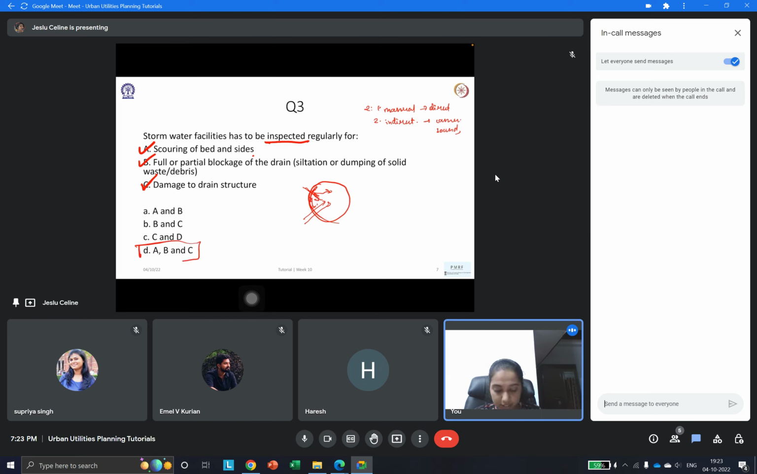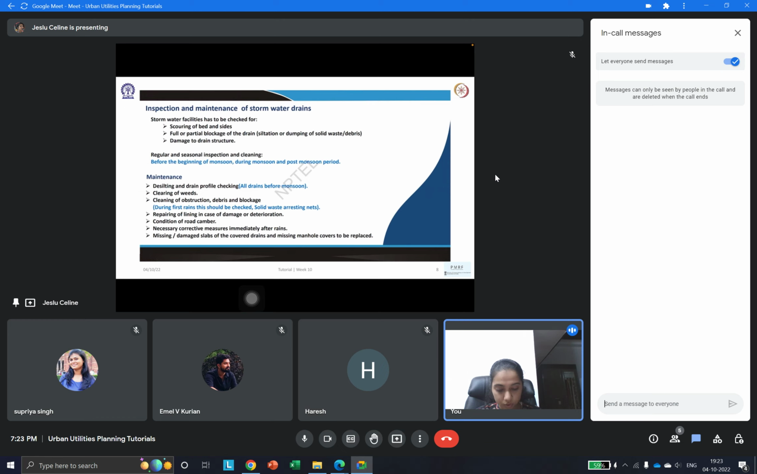Okay, let's proceed further. So this is the slide we were talking about. All three stormwater facilities have to be checked for scouring of beds and sides, full or partial blockage of the drain, and damage to drain structure. We also learned about the times when we do this: before monsoon, during monsoon, and post monsoon. During monsoon it's mostly very difficult, so at that time it's not done. But pre monsoon and post monsoon monitoring is very much important.